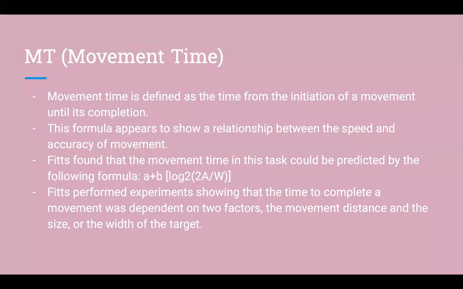MT, also known as movement time, is defined as the time from the initiation of a movement unit until its completion. This formula appears to show a relationship between the speed and accuracy of movement. Fitts found that the movement time in this task could be predicted by the following formula: A plus B log2 2A over W. Fitts performed experiments showing that the time to complete a movement was dependent on two factors: the movement distance and the size or the width of the target.